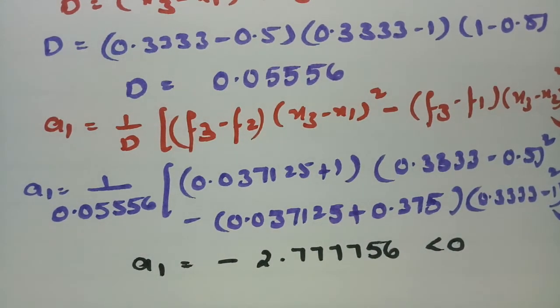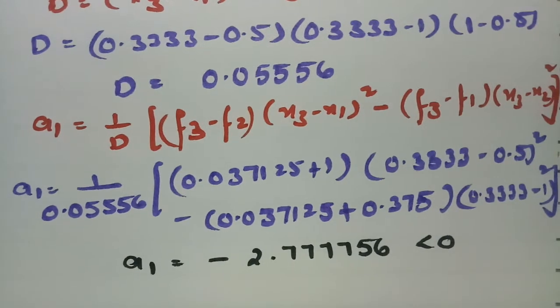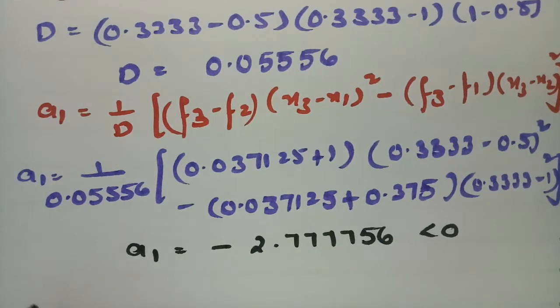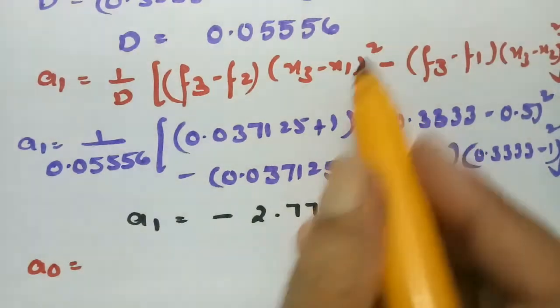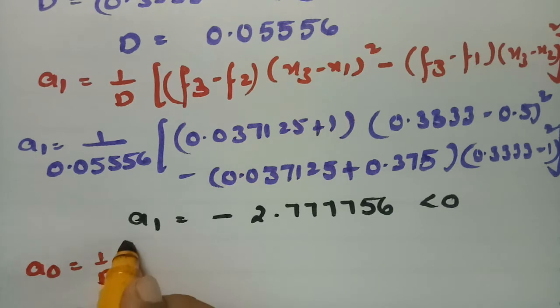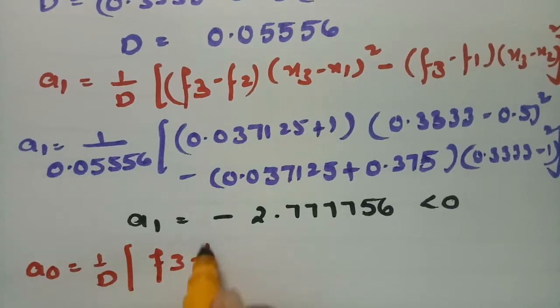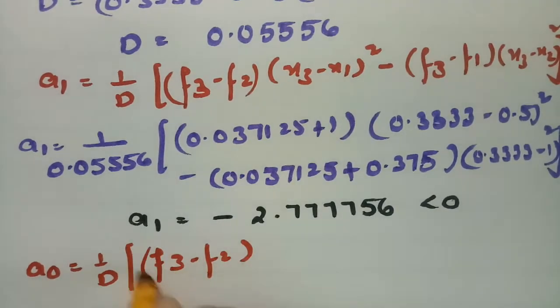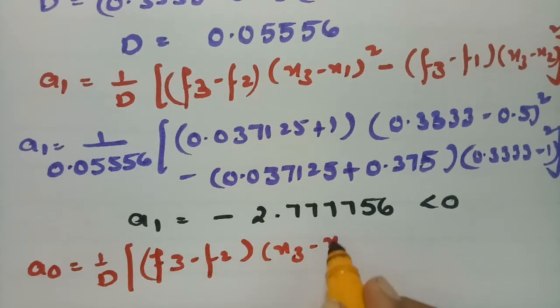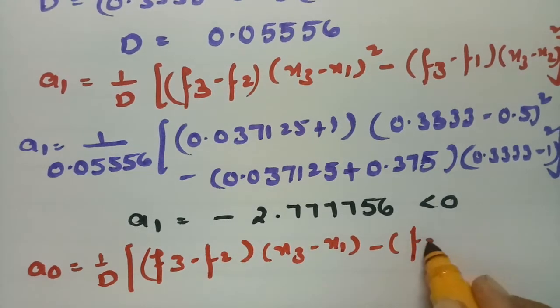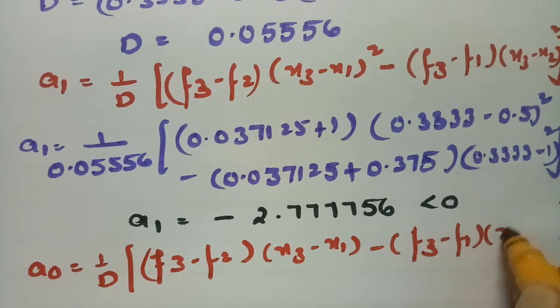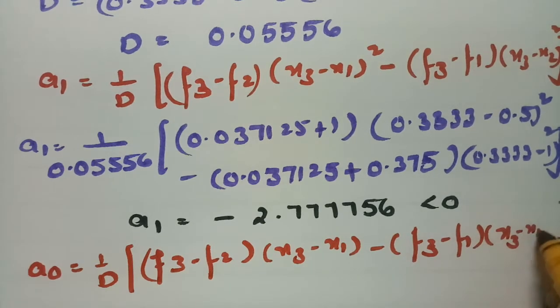And next, the same formula, but we don't have square here, that is A2 value. So A2 is ready, A1 is ready. Now A0 is equal to the same formula without squares, that is 1 by d times of f3 minus f2 into x3 minus x1 minus f3 minus f1 into x3 minus x2. That's it.